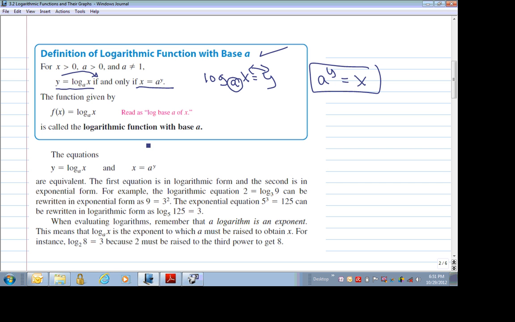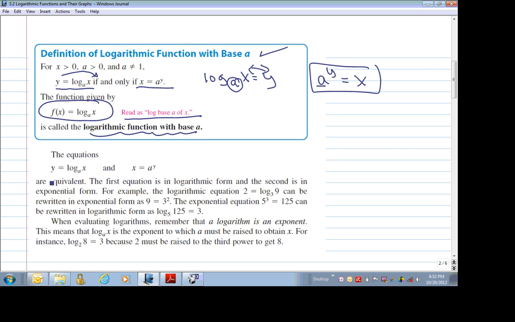A couple things that are important. Again, x has to be greater than 0. The same thing we talked about before, our base a has to be greater than 0, and a cannot equal 1. The function given by f of x equals log base a of x is read as follows: log base a of x. And it's called a logarithmic function with base a. We can have other bases, just like the bases of our exponentials were different.